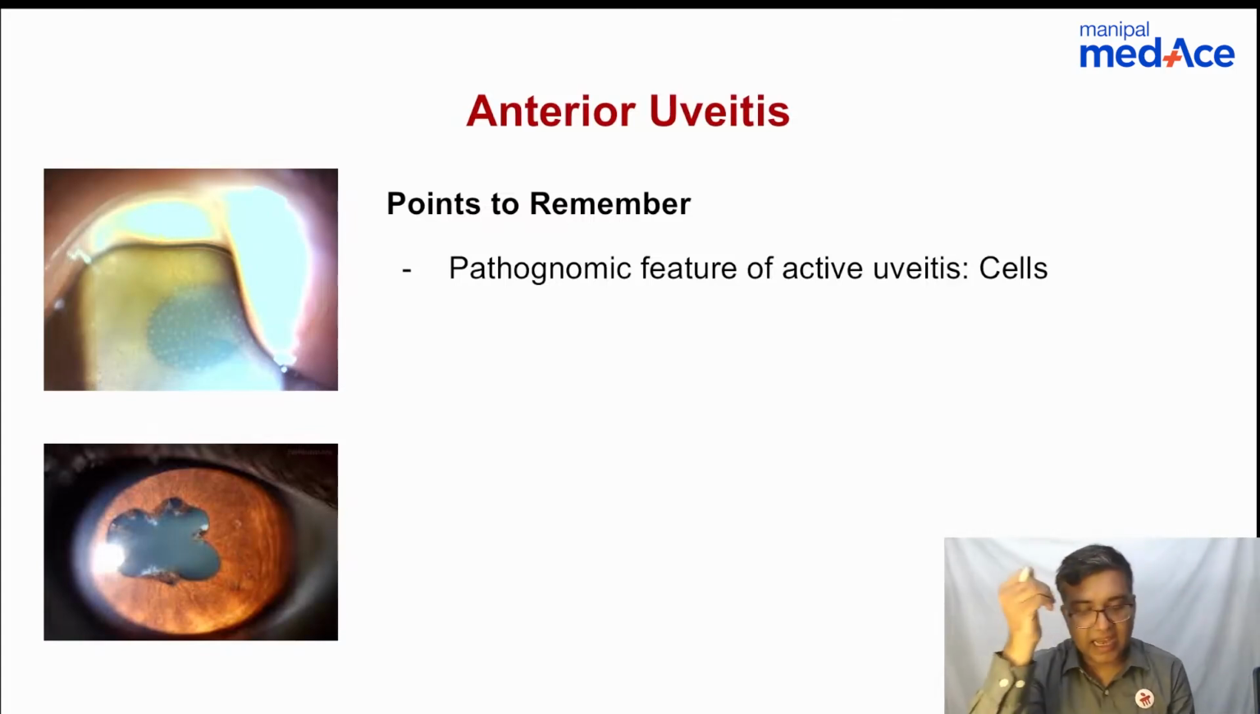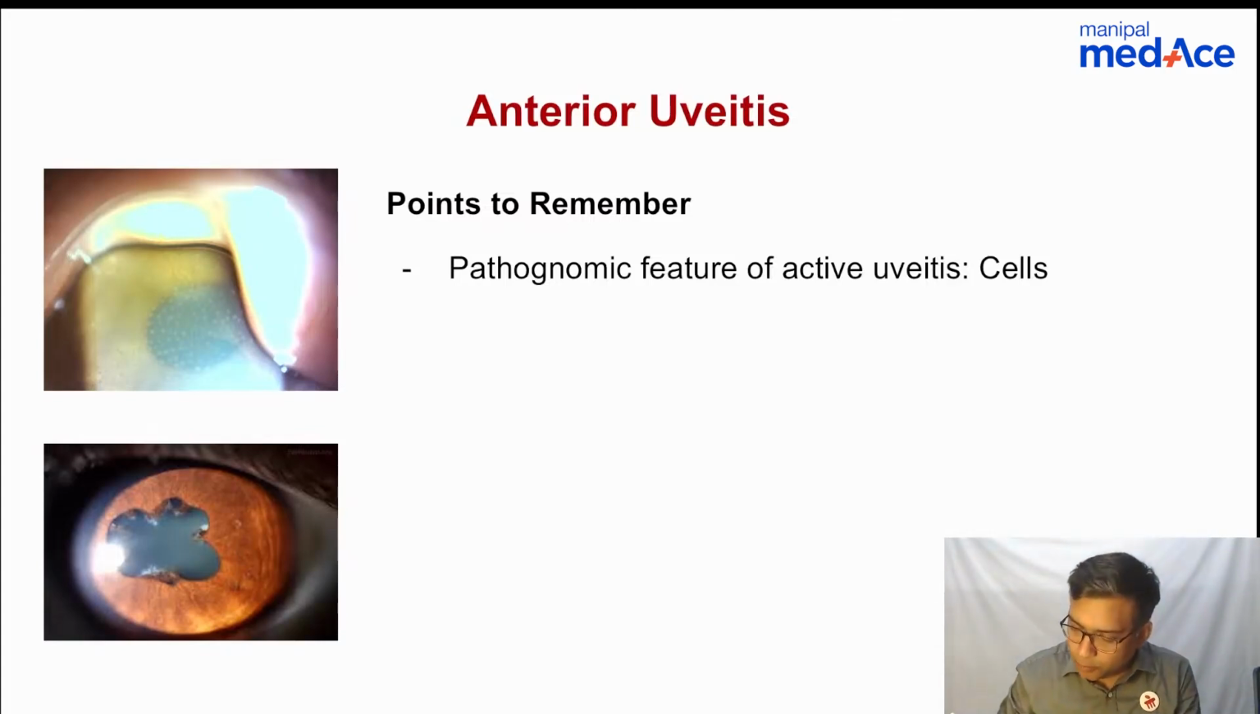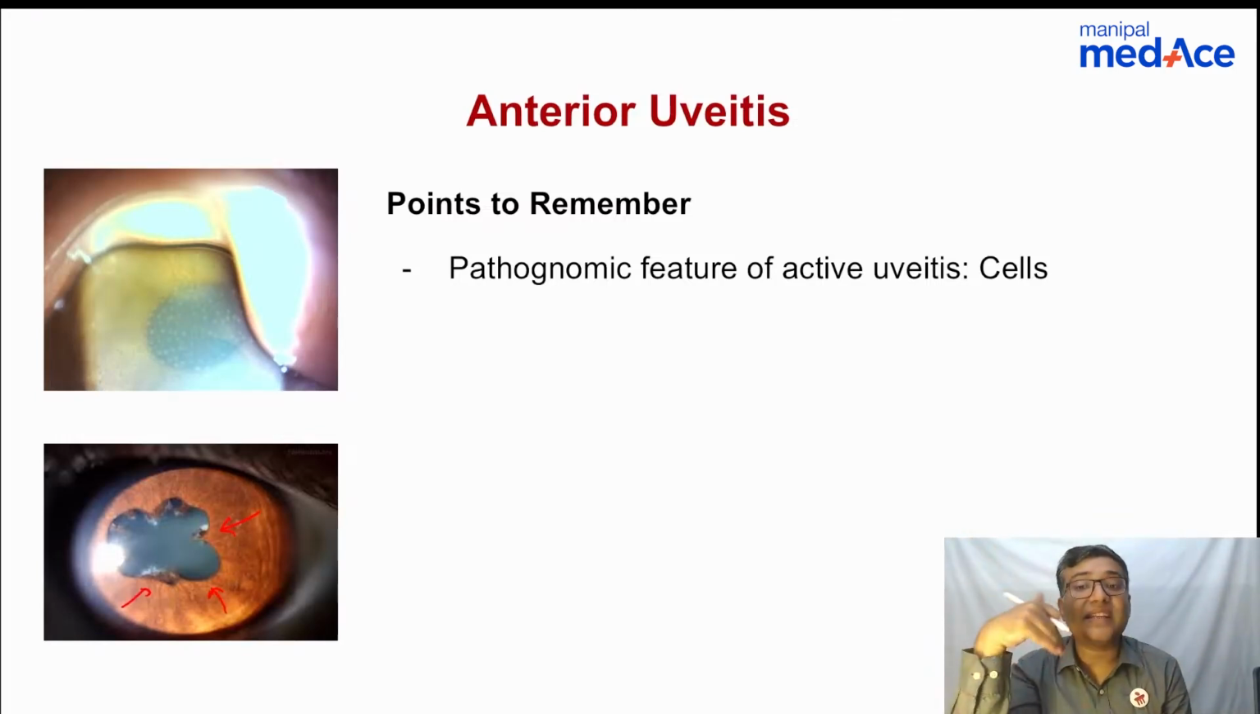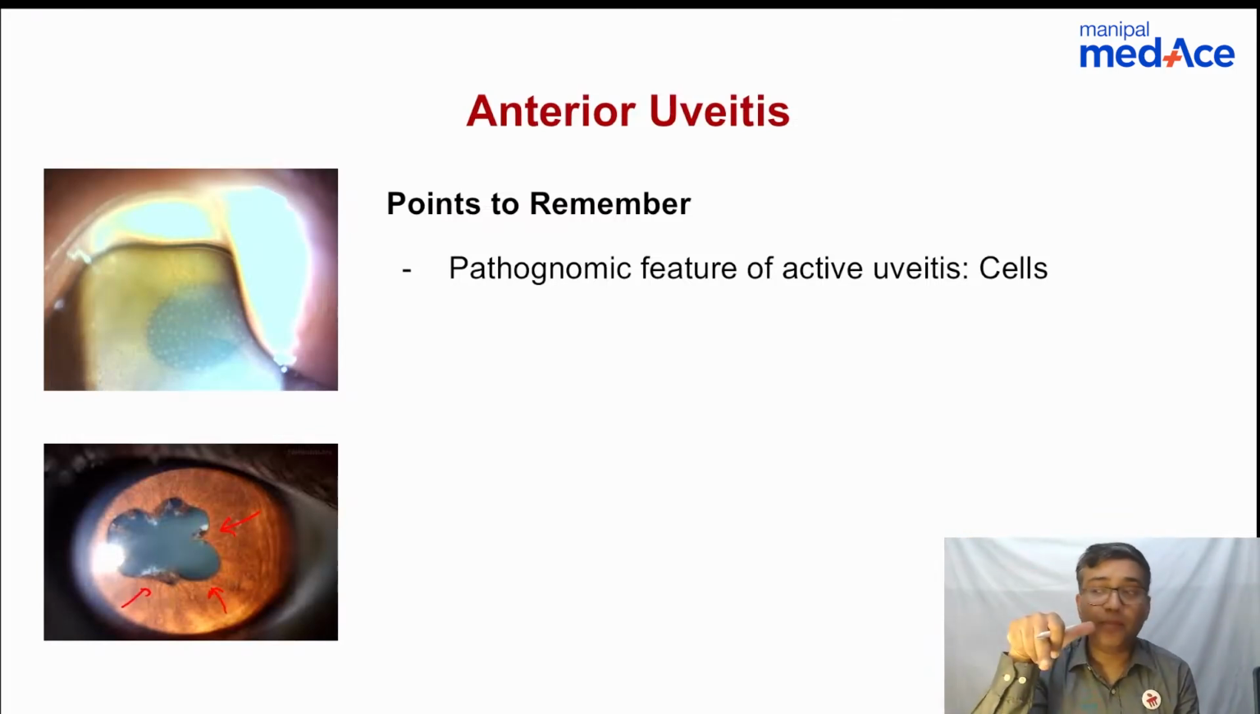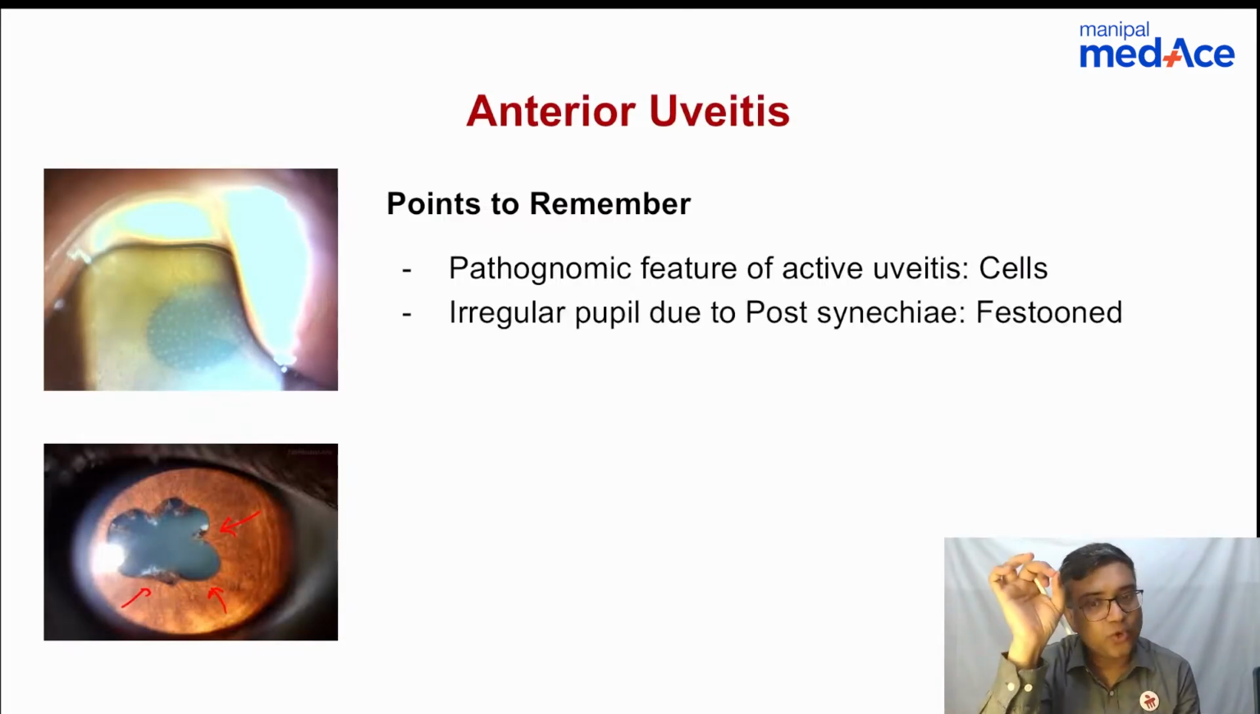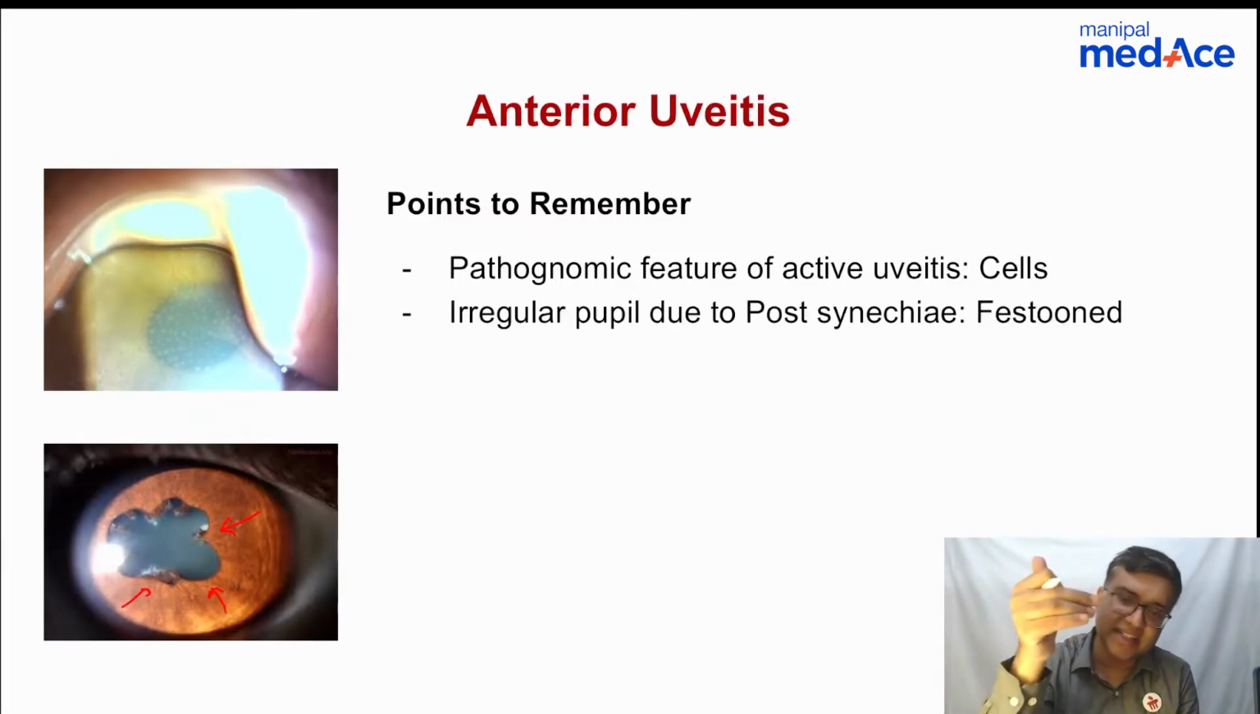The second question they ask is, there is an irregular pupil that is seen in the patients of anterior uveitis. What is the name of this pupil? This is basically the festooned pupil. Okay, you get a festooned pupil due to irregular posterior synechiae.